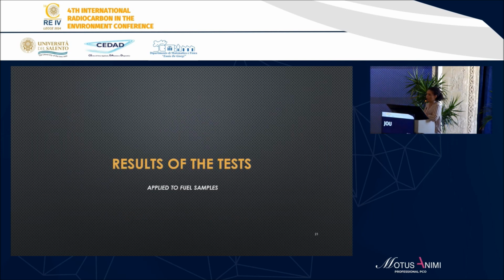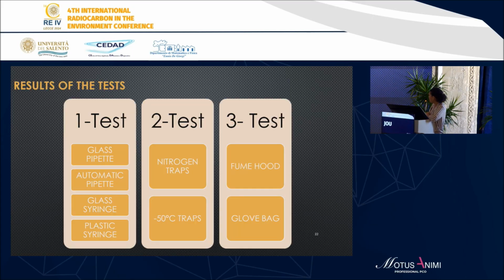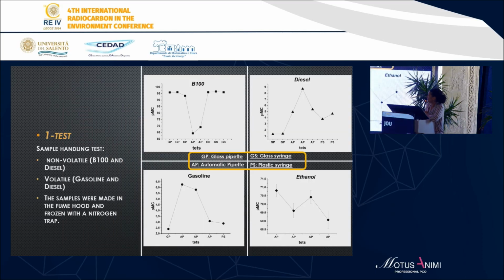Now I show the results. Only to remind you, I present 3 tests, 3 results. The first is handling, the second is temperature traps, and the third is an experiment where I froze the samples. For the first test, I use volatile and not so volatile samples. I have B100, which is a biogenic source, and I use a glass pipette, automatic pipette, and glass syringe.